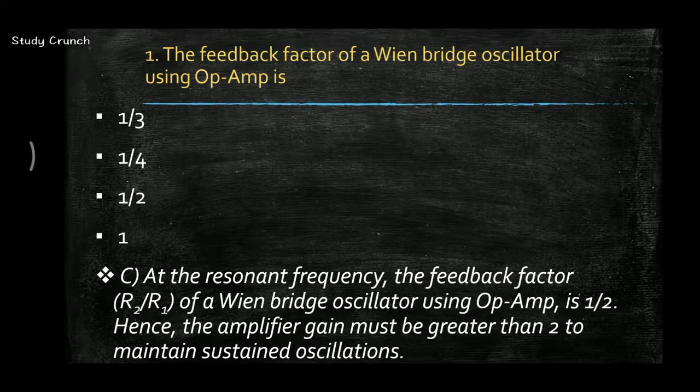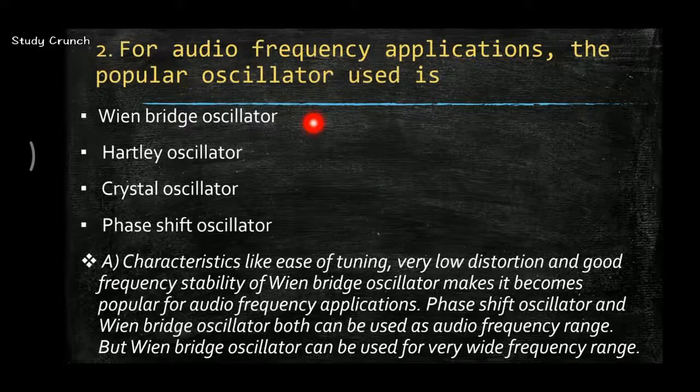Moving on to the next question. For the audio frequency applications, the popular oscillator used is? Answer is A, that is Wien bridge oscillator. Why? Because it has ease of tuning, it has very low distortion and a good frequency stability. So it is very popular for audio frequency applications.